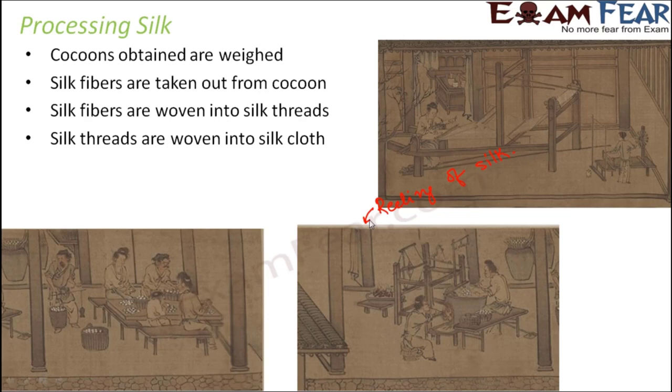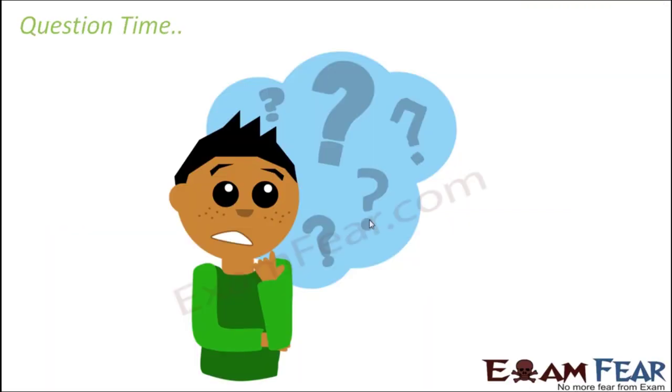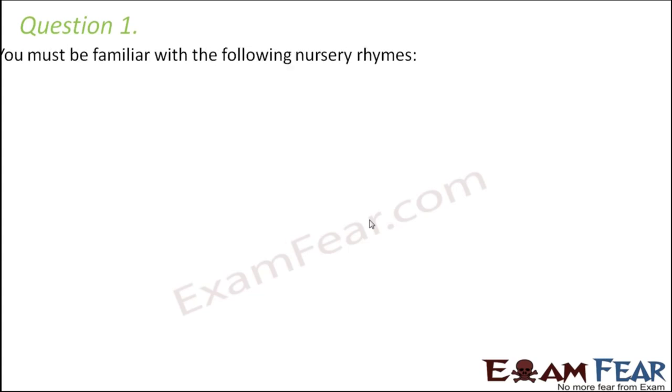Now here we have not discussed artificial fibers, but in your class 8, we are going to talk about artificial fibers in detail. For example, nylon, polyester. What are they and how do we prepare them? All those things we will discuss in class 8. So with this, we have reached the end of this lesson. Let us quickly look at some of the questions.